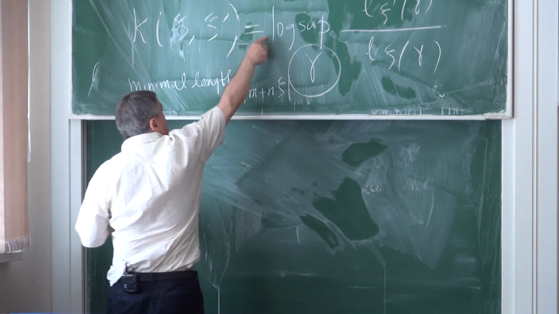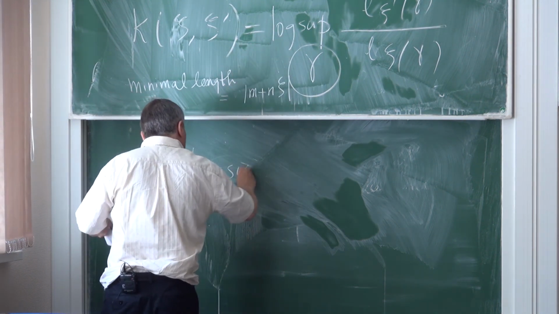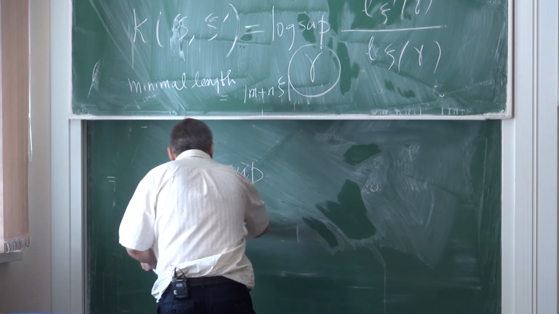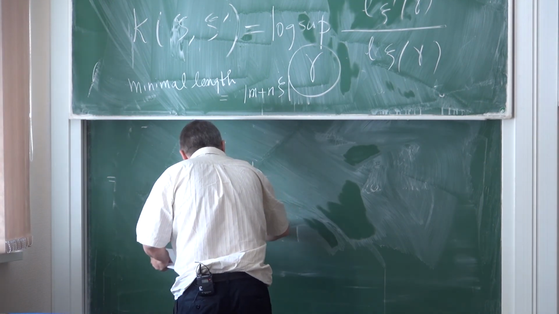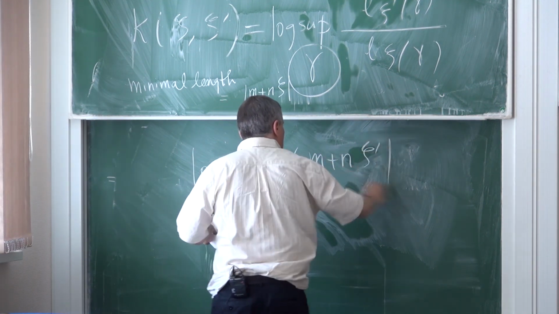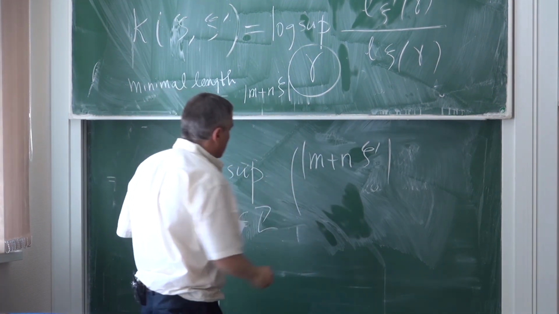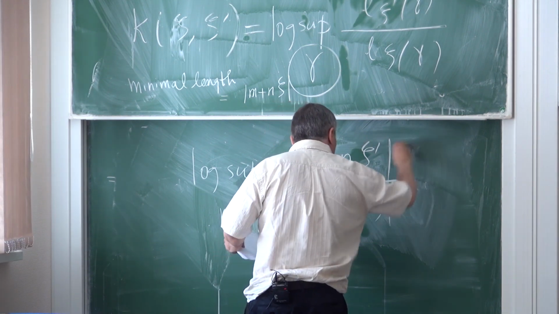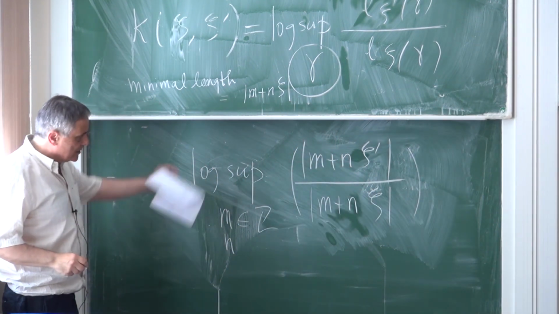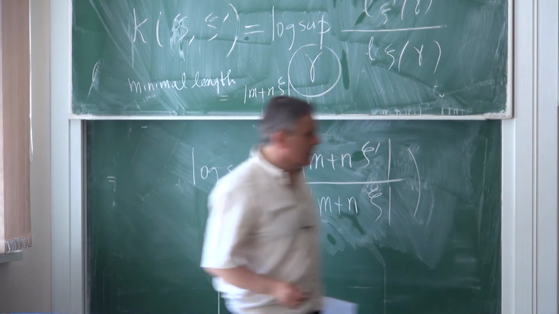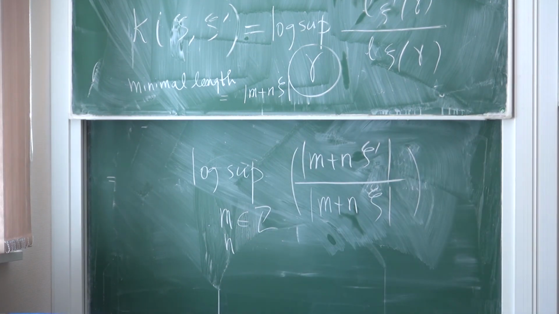Okay, and now this here becomes log sup. You see, this is a very simple calculation, but for me it's always a kind of miracle. This is m and n in Z, and this is |m + n zeta|. I mean, this is the norm of the complex number. So you can call it absolute value. Some people call it absolute value. My handwriting is very large. I still need one line.